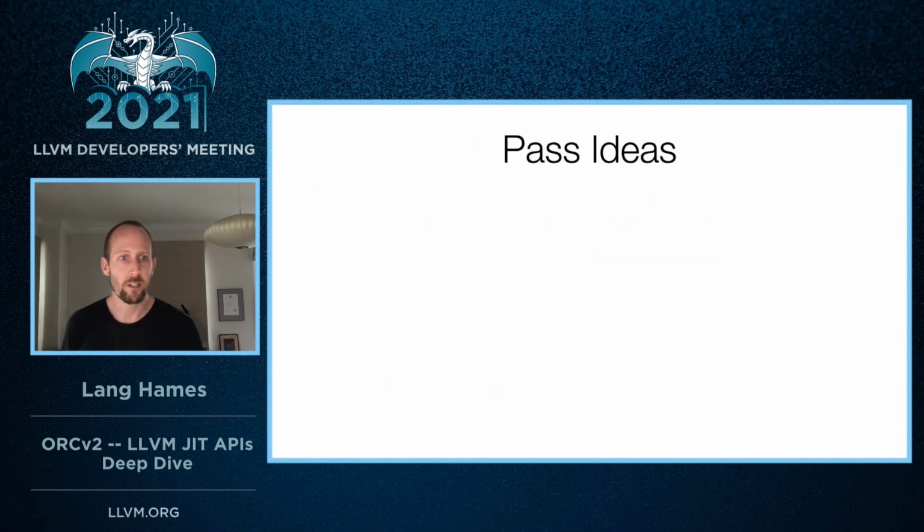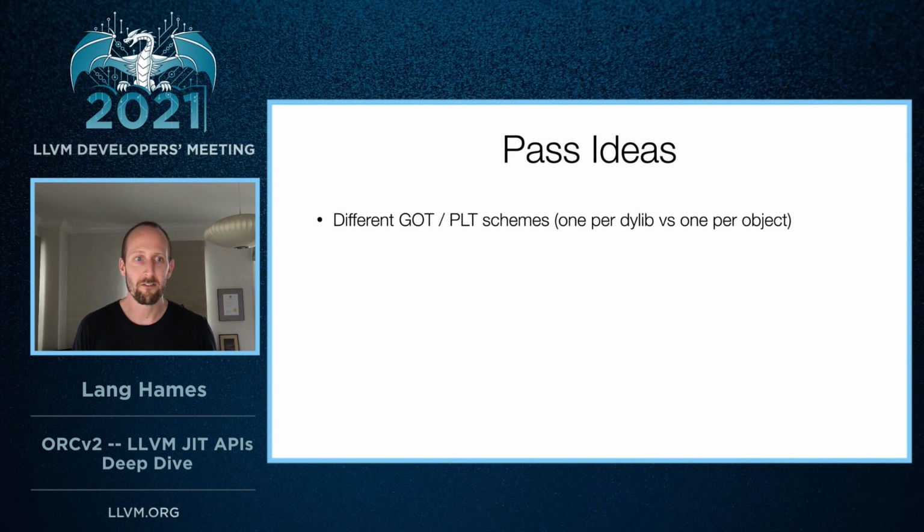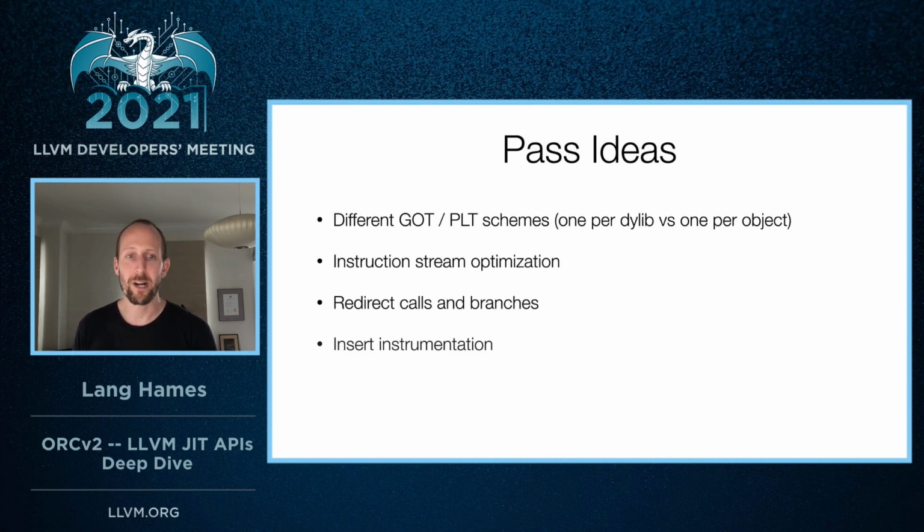There are a ton of things that we can do with passes. We can have different global offset table and procedure linkage table lowering schemes. We can do instruction stream optimization. We can redirect calls and branches, insert instrumentation. And this is rich enough that we can replace the old JIT event listener APIs. Anything that you could have done with a JIT event listener, you can instead do by installing passes.